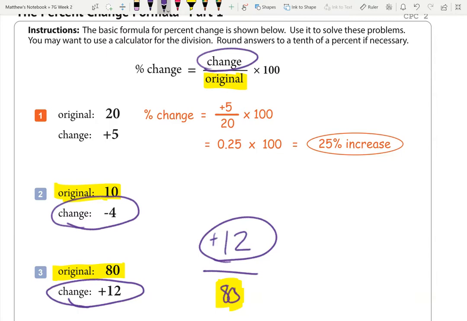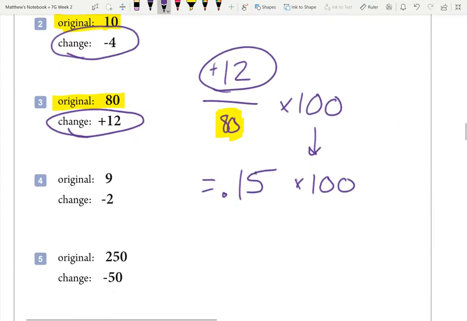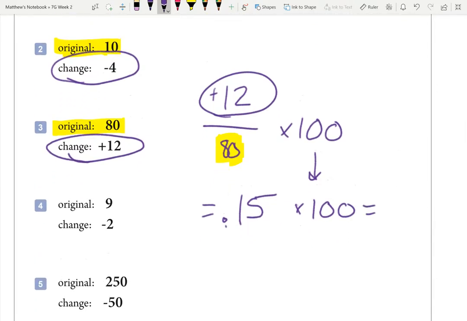I need to divide 12 by 80 now, and then multiply by 100. So see, 12 divided by 80. I need my calculator here, so I'm going to grab my calculator. And you can't see what I'm doing, but I'm doing +12 divided by 80 equals, and it gives me 0.15. Now I need to still multiply it by that 100 yet. And that's going to give me, move it over 2 spots, 15%.